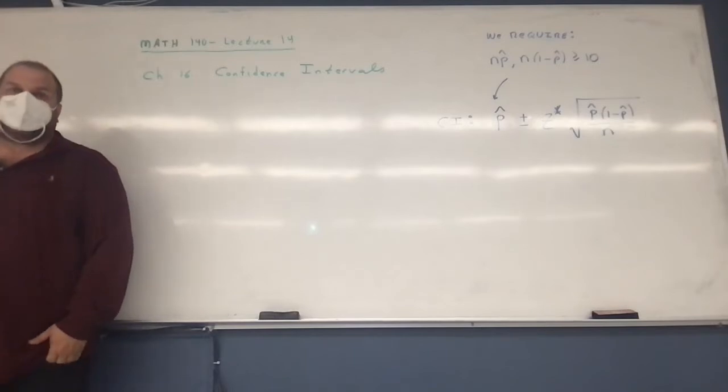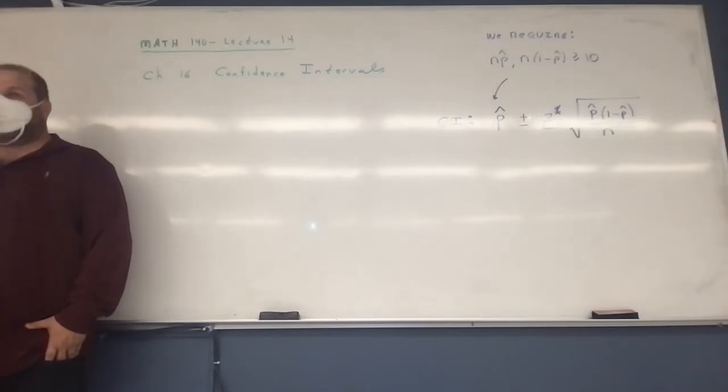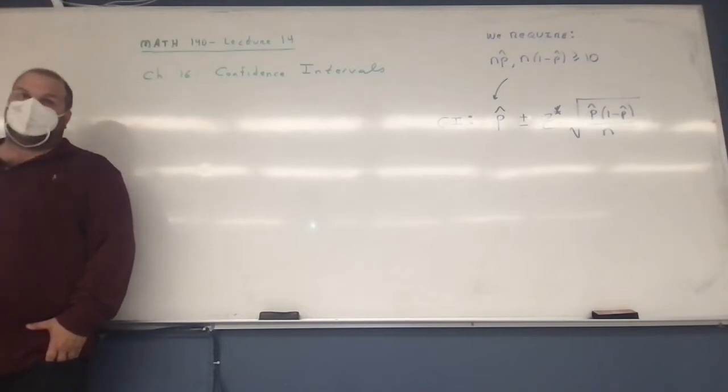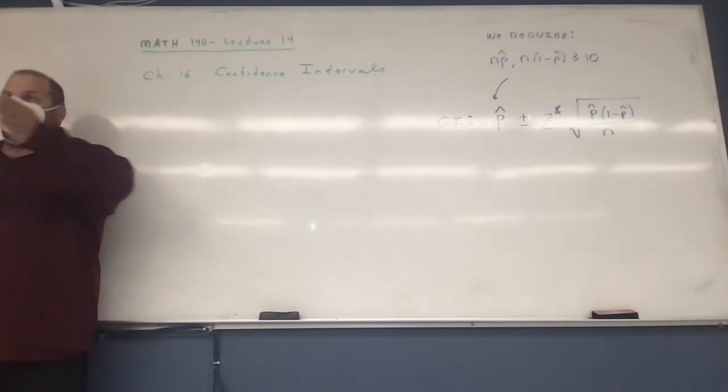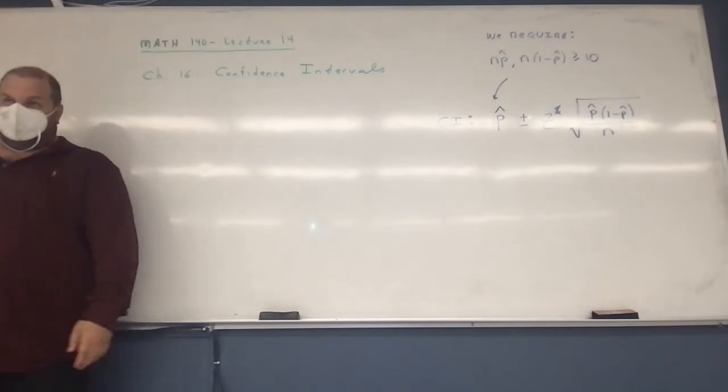Z star depends on one thing and one thing only: how much confidence do you want to have that you caught it? If I want 95% confidence versus 90% or 80% or 70% confidence, that's going to change the width of my confidence interval.